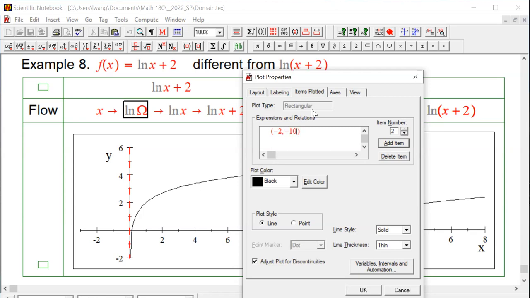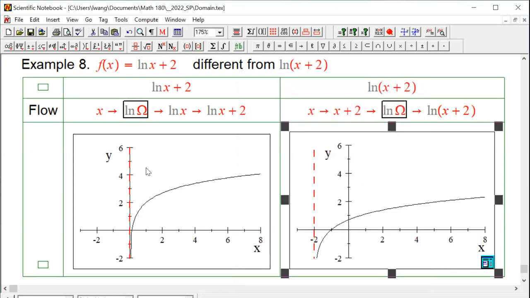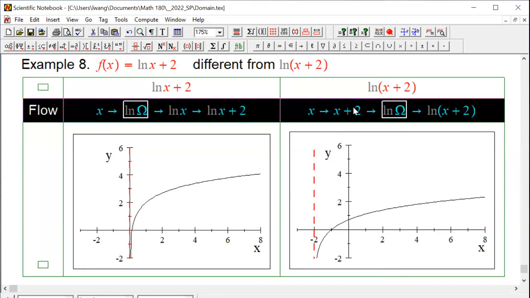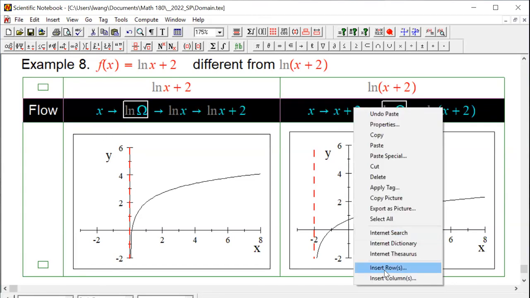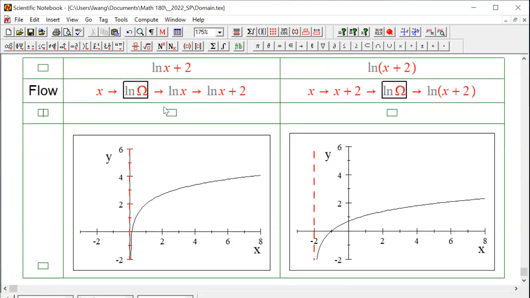And here's a negative, I'm going to also make it red, medium, and broken. You can see the vertical asymptotes are completely different. They have the same range, but they don't have the same domain. So the domain, so now let's talk about the domain. Right?